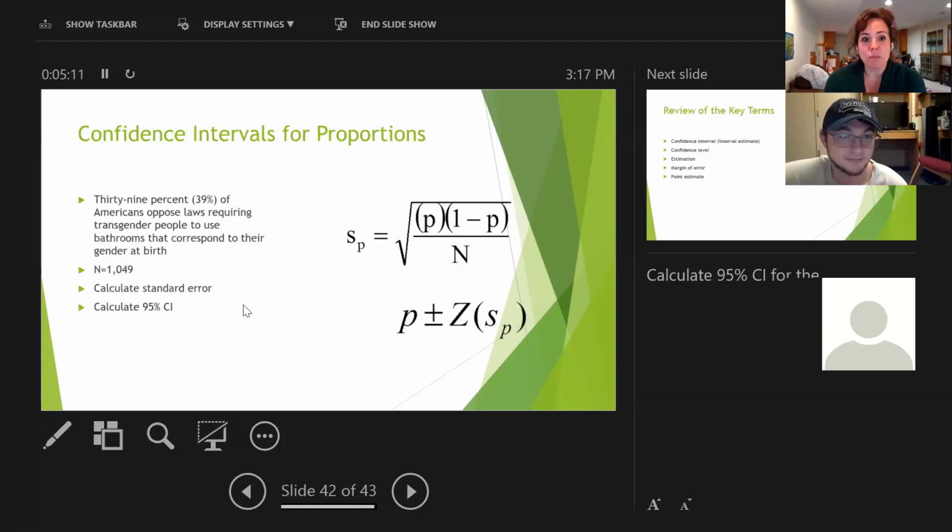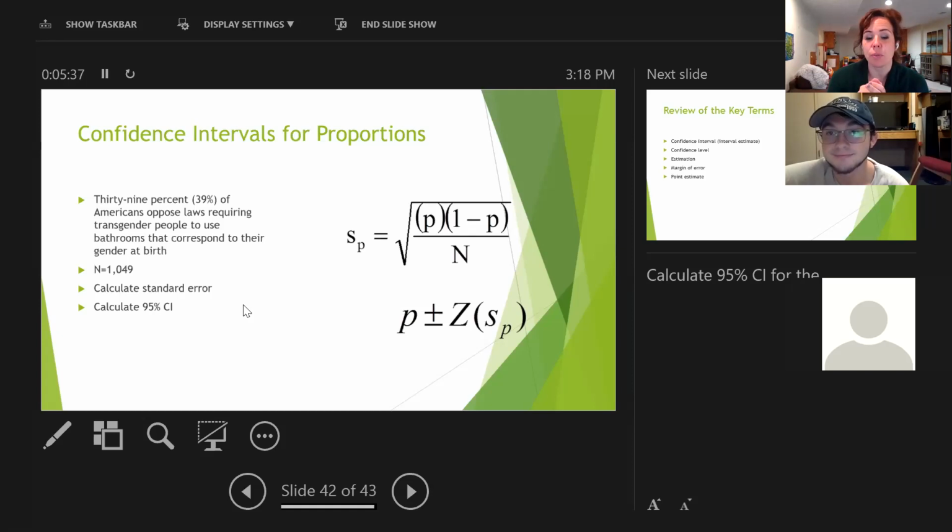So exactly the same. We can look at 39% of Americans opposing laws that require, so this is just an example for your book, transgender people to use the bathroom that corresponds to their gender at birth. We've got an N. We have our proportion, right? Proportion is 39 or 0.39. 1 minus 0.39 would be at the top, divided by your N, which is 1,049. Use a square root, you get a very small standard error of the proportion.